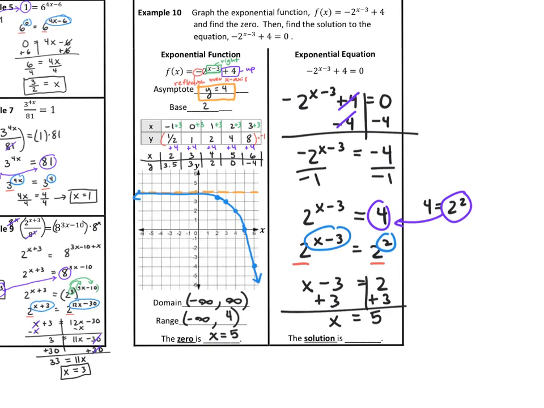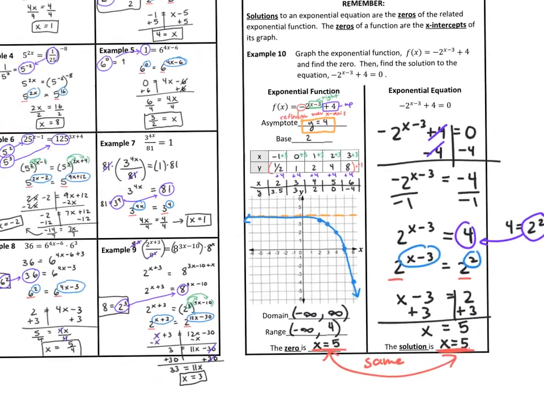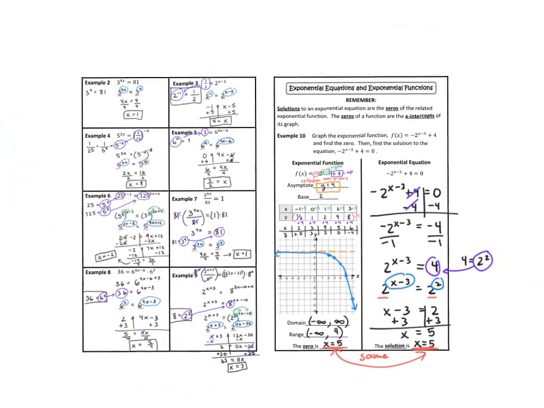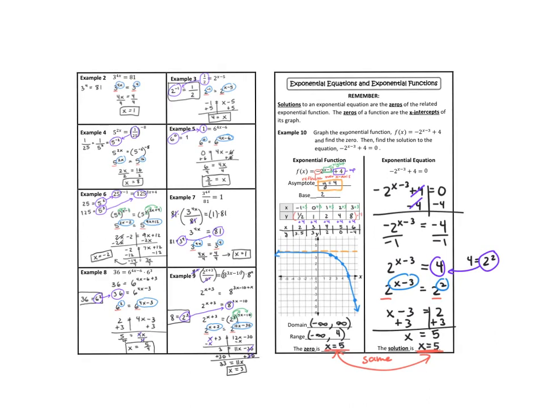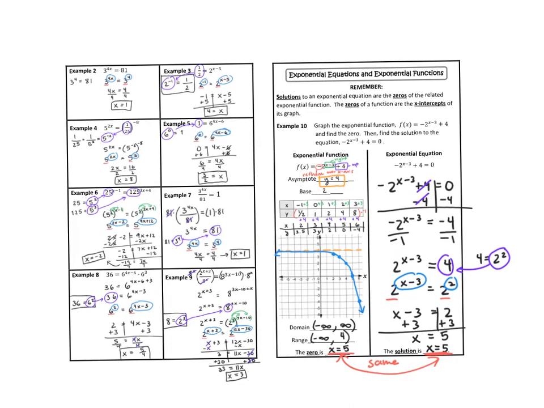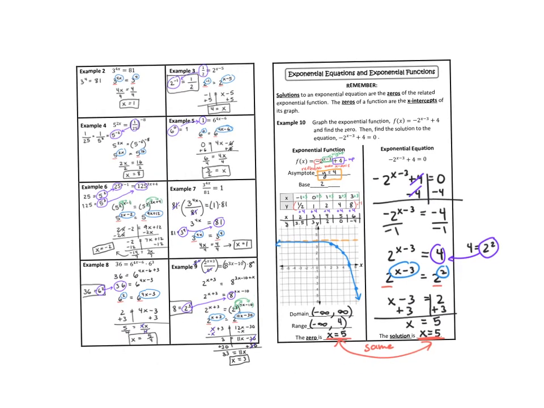Is it the same? Yeah, my solution was x equals 5. So what we should see here is that these two are the same. So what I'm going to do here is zoom out. That way, if you want to pause, you can have it paused on the screen that shows all the examples worked out.